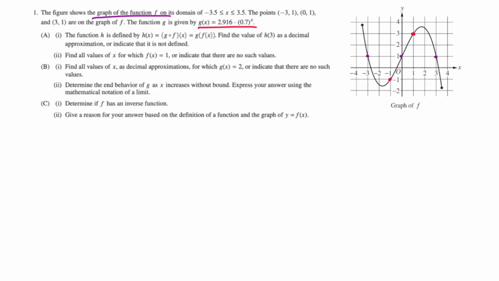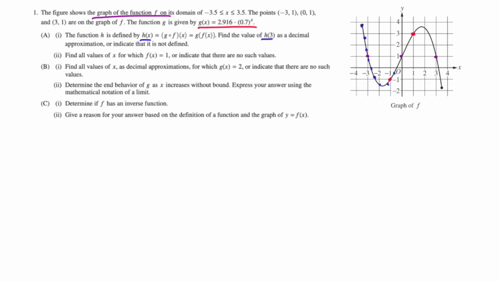Part A says the function h is defined by h of x equals g of f of x. And g of f of x is just written in two different notations here, but they mean the same thing. Remember, from compositions of functions, this means that we're taking the entire function f and plugging it into g. So imagine taking all of the points off of this graph, all of these in-between points as well, and feeding them through this function g and seeing what you get for your output. That's the function h.